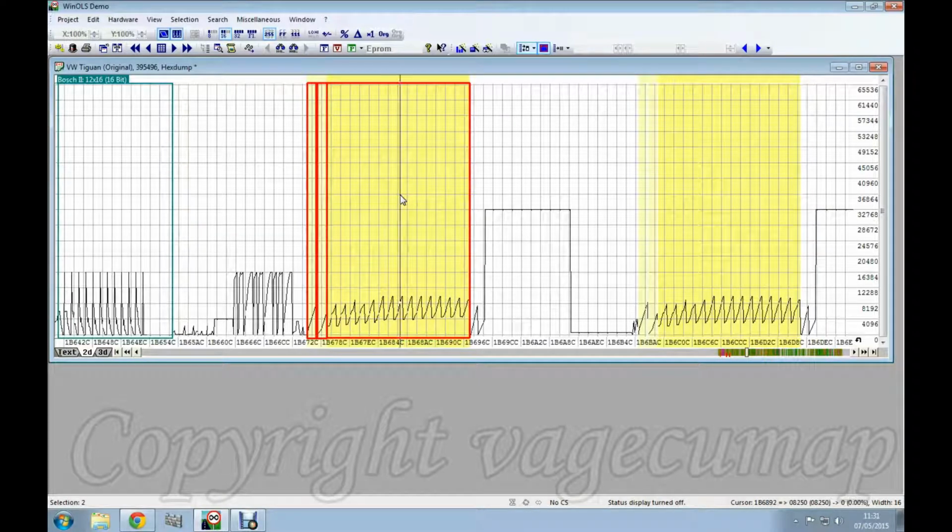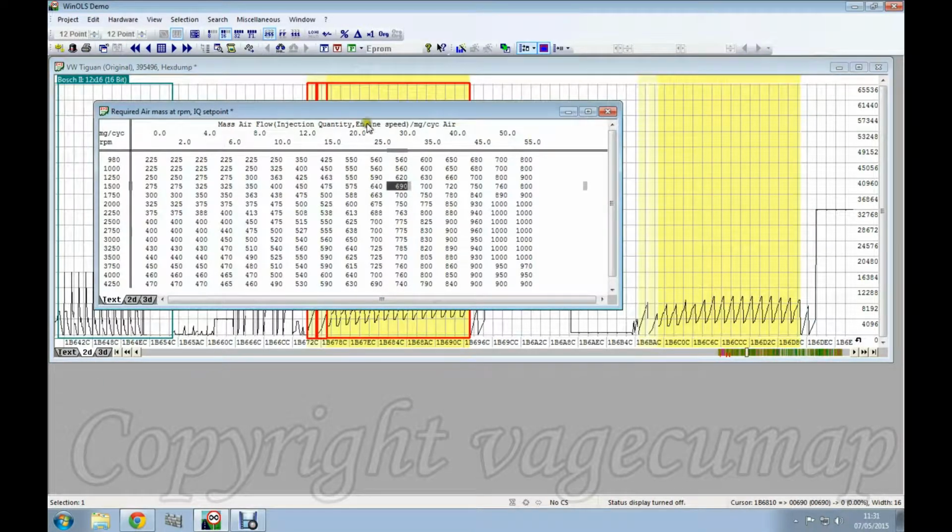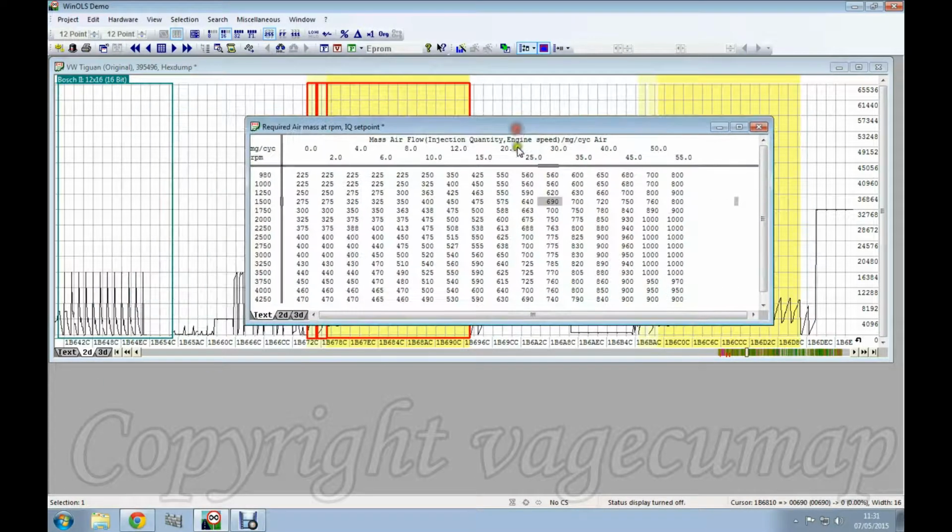Sometimes Winols picks these up and sometimes it doesn't, and they're not always present anyway. Or what could happen is these might be present and the traditional looking EGR type map that I looked at on the previous video isn't present. Now what I'll do then is I will double click on this one and open it up so we can just see what's going on here.